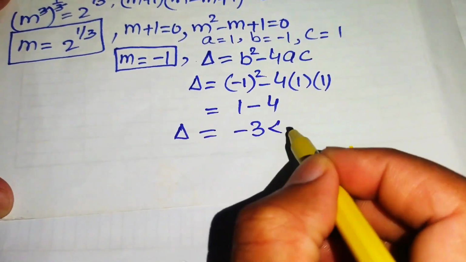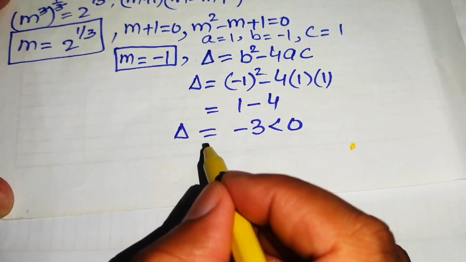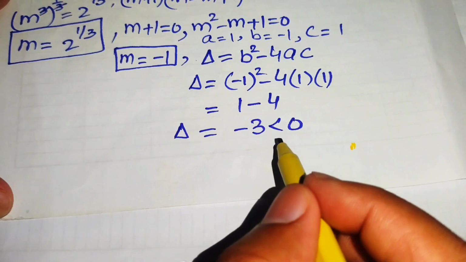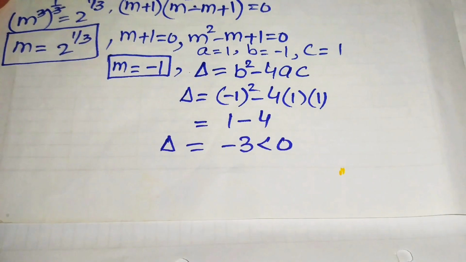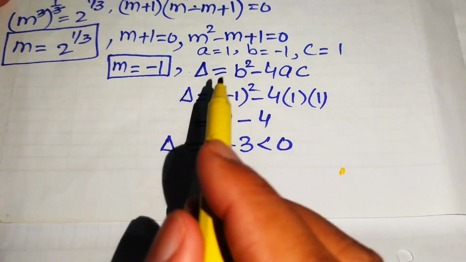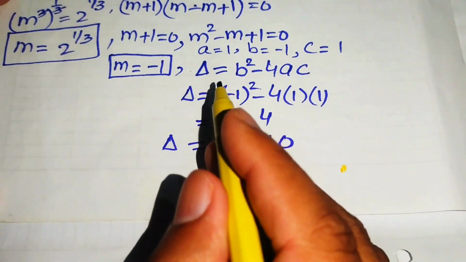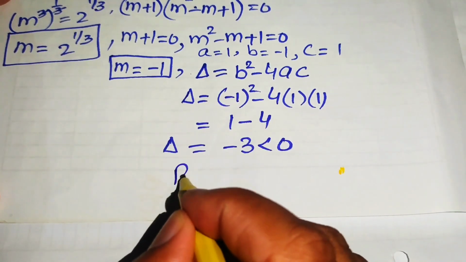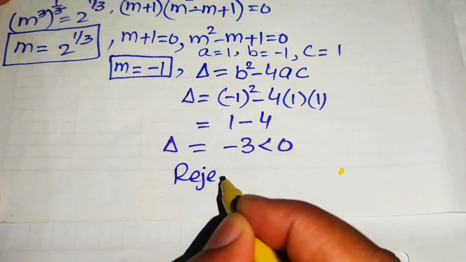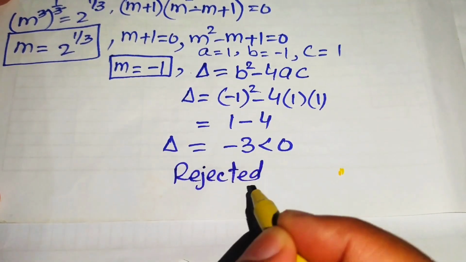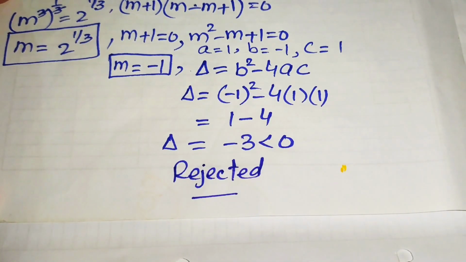So this discriminant tells us that if its value is less than 0, it means that this quadratic equation has complex roots, so it cannot have real roots. So we reject this case, because in this question we need only real roots.